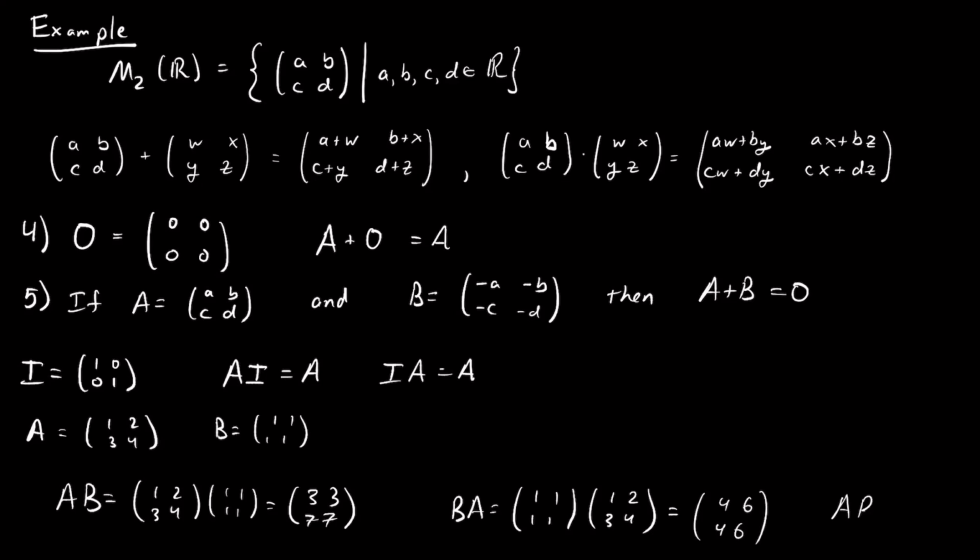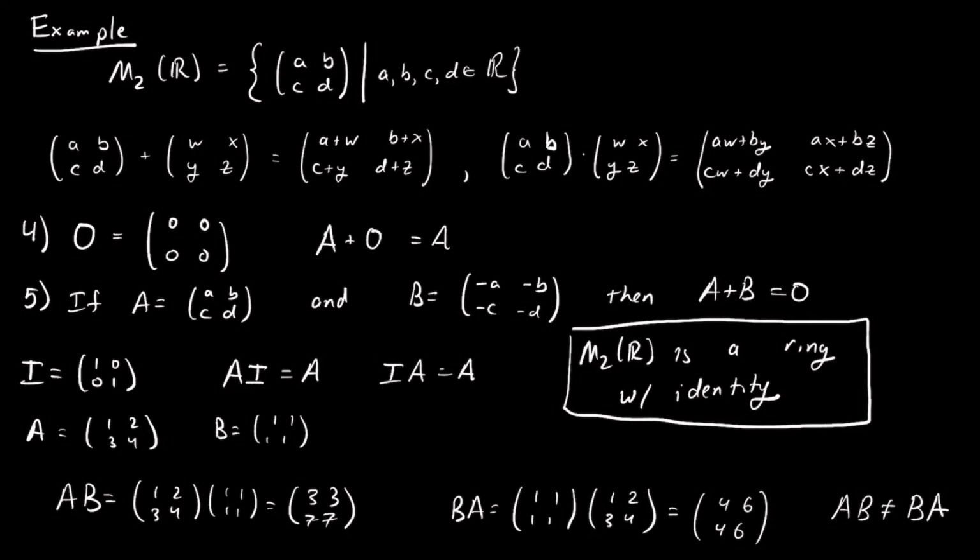So it's clear that A times B and B times A are not the same. So this ring is not commutative, but it has identity. So we'll say that M2 of R is a ring with identity. Okay, so we have a ring with identity.